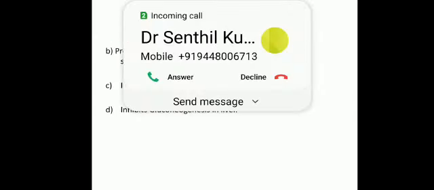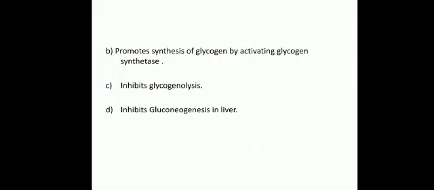We move to the next slide. No, I think there are 3 more points to be done with carbohydrate metabolism. It promotes synthesis of glycogen by activating glycogen synthetase. It inhibits glycogenolysis. It inhibits gluconeogenesis in the liver. I don't think glycogenolysis, gluconeogenesis and all need any further explanation for you all.